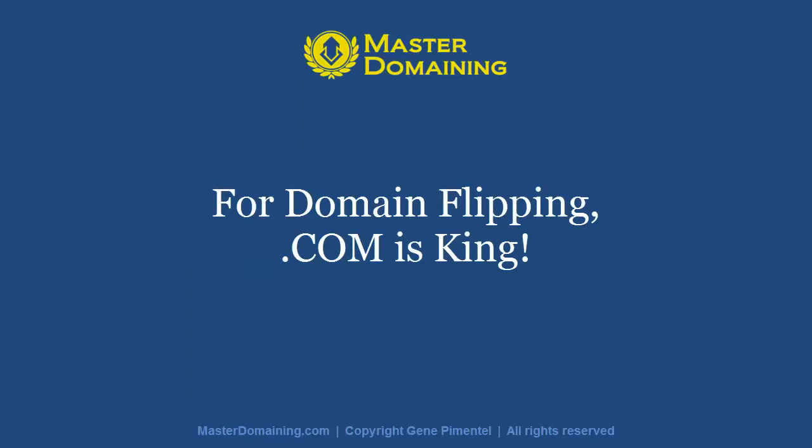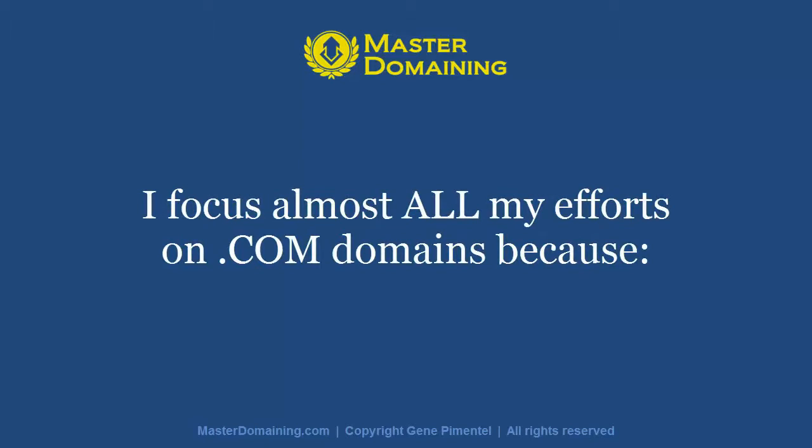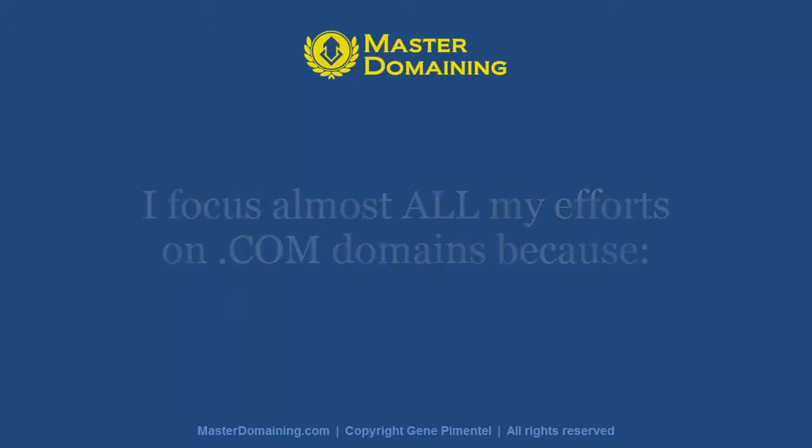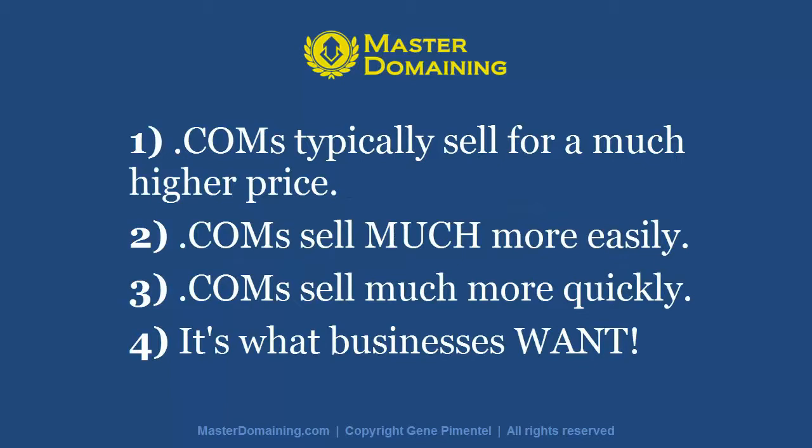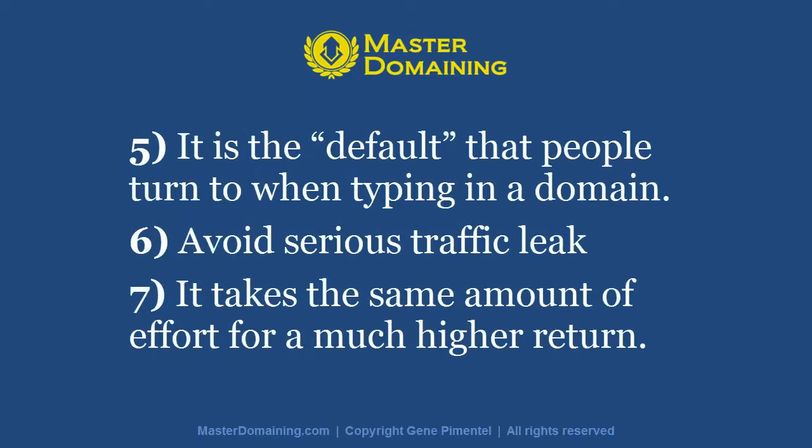For domain flipping, .com is king. I can't stress that enough. I focus almost all my efforts on .com domains because, number 1, .coms typically sell for a much higher price. Number 2, .coms sell much more easily. Number 3, .coms sell much more quickly. And number 4, it's what businesses want. That's vital. Number 5, it is the default that people turn to when typing in a domain. Number 6, avoid serious traffic leak, and we'll discuss that further later. And number 7, it takes the same amount of effort for a much higher return.